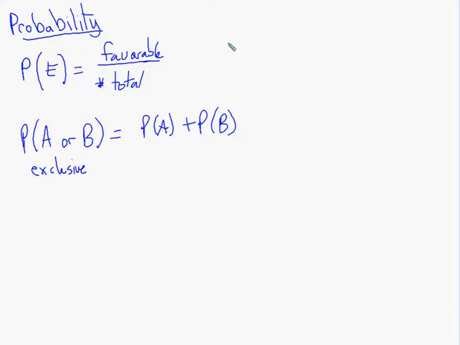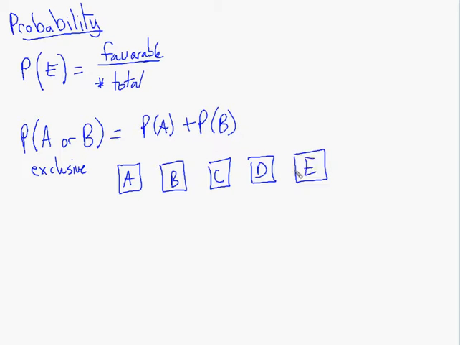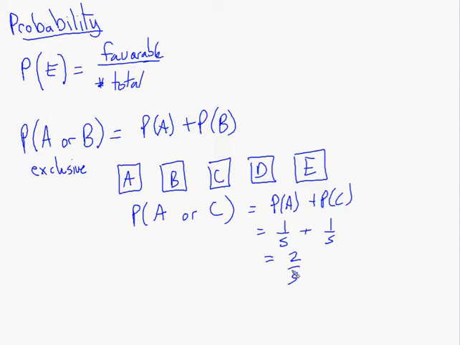So an example of this would be if I had 4 cards right here and I put them into a hat. Let's make it 5 just because. And I wanted the probability of an A or a C. Well, I have one A and I have one C, so that probability would be the probability of A plus the probability of C. The probability of A is 1/5, and the probability of getting a C is 1/5. So I add those and get 2/5.